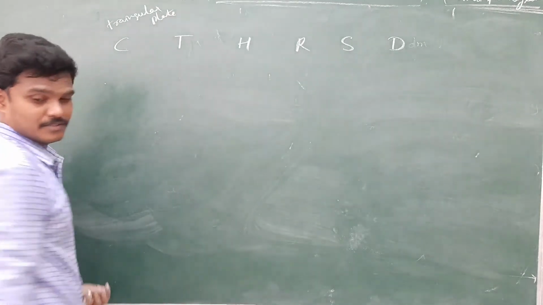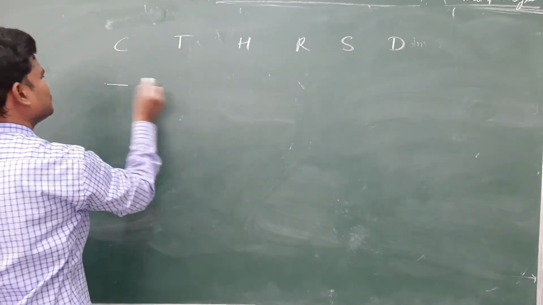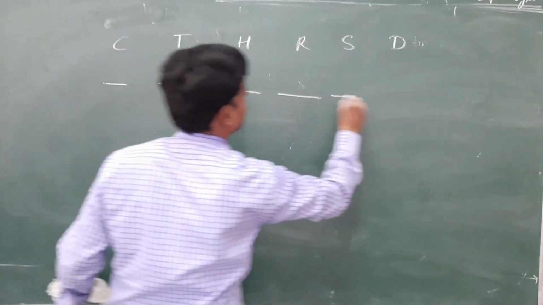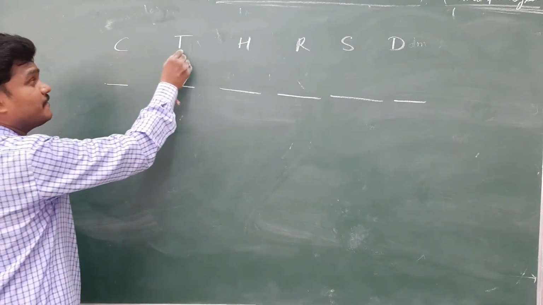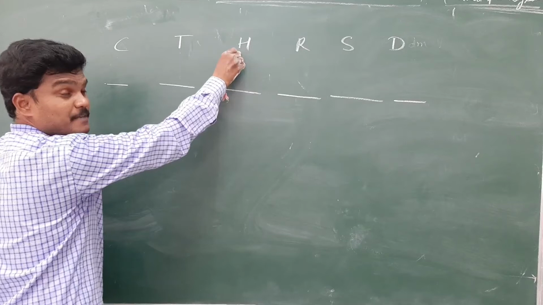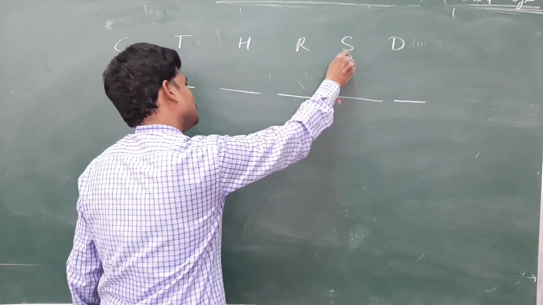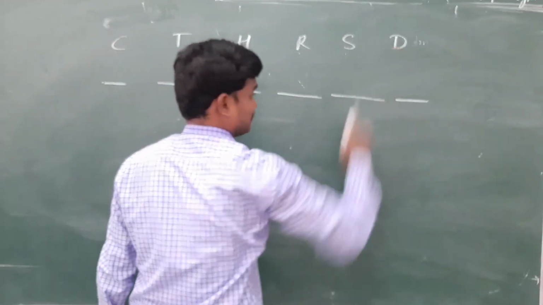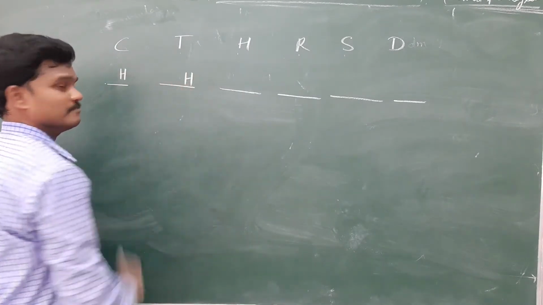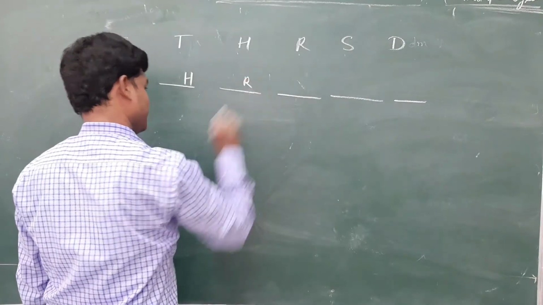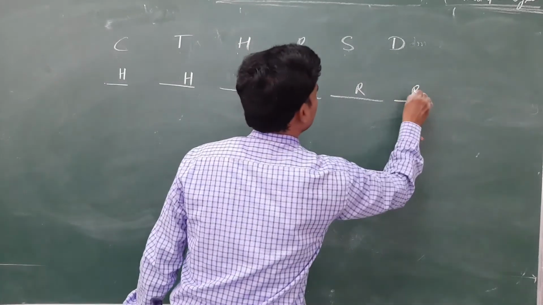C for cone, T for triangular plate, H for hemisphere, R for ring, the half ring, nothing but a semicircular wire, S for solid hemisphere, and D for half disc. For a cone and a plate, there will be a height h. For a hemisphere, a half ring, a solid hemisphere and a disc, there will be a radius.